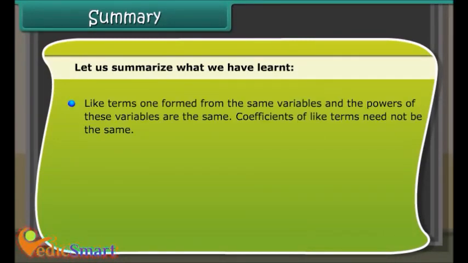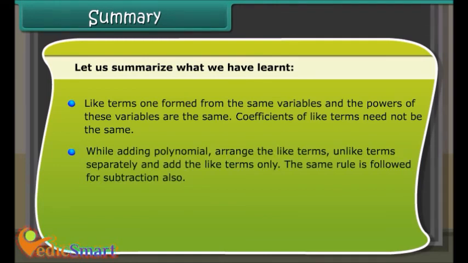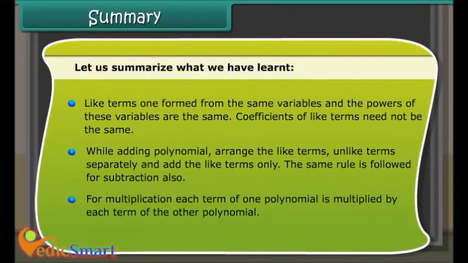Like terms are formed from the same variables, and the powers of these variables are the same. Coefficients of like terms need not be the same. While adding polynomials, arrange the like terms and unlike terms separately and add the like terms only. The same rule is followed for subtraction also. For multiplication, each term of one polynomial is multiplied by each term of the other polynomial.